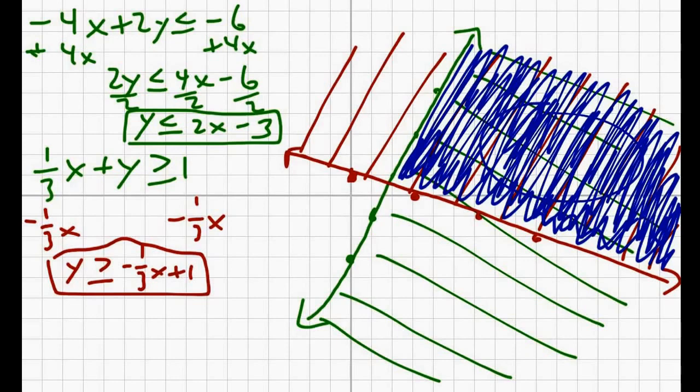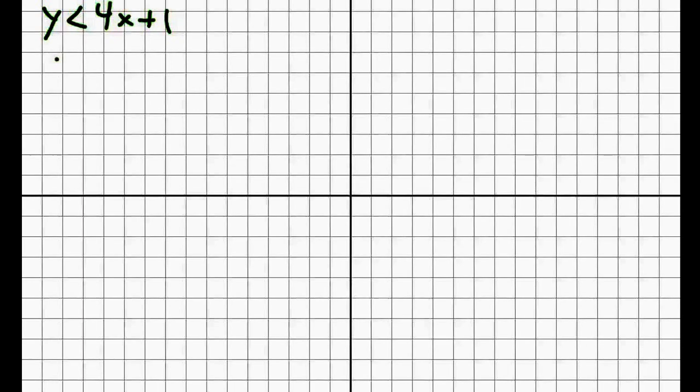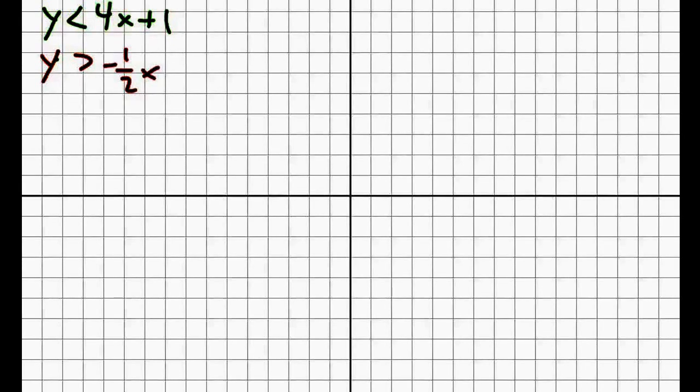Alright, let's do one more. Let's try y is less than 4x plus 1. Let's do this in red. y is greater than negative 1/2 x. And let's do a third. x is less than 3. So now instead of 2 inequalities, we're going to have 3.